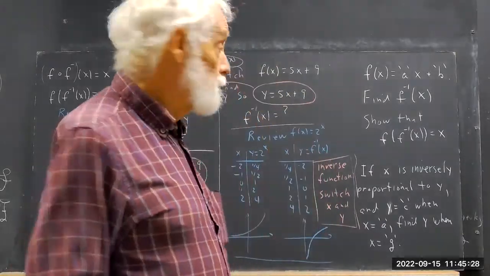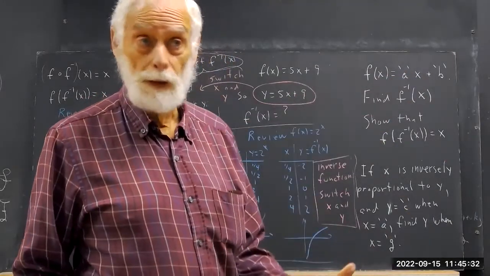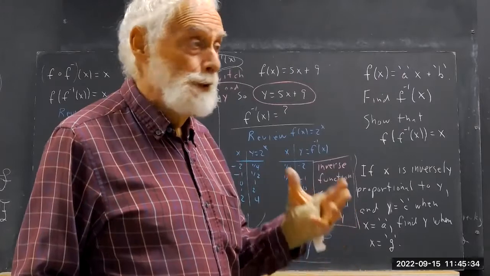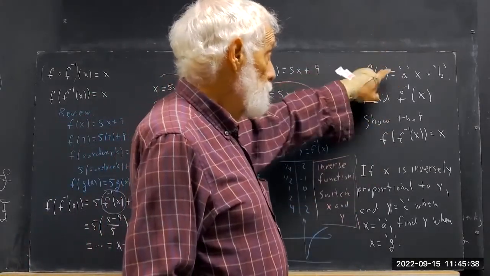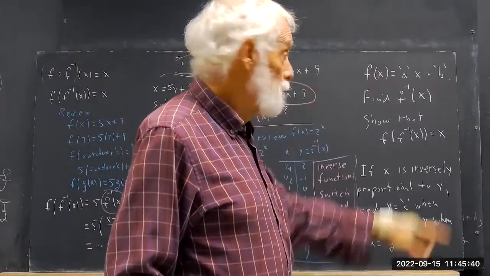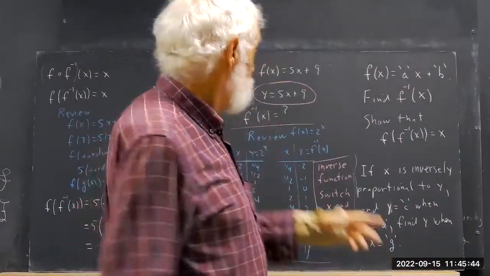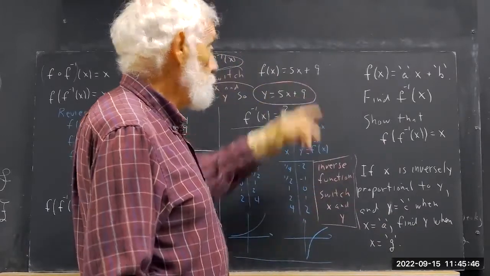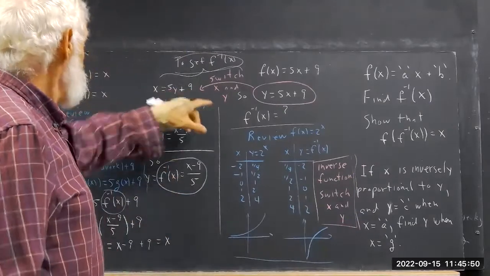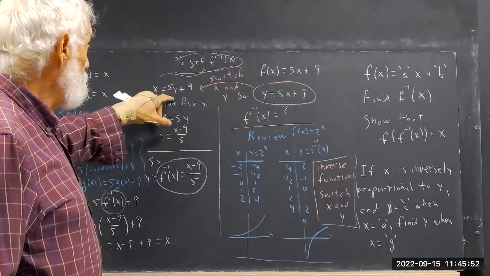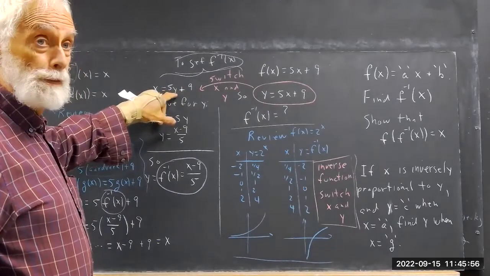Now that's a process. I give you any linear function, and you should be able to do that. Because it's always easy, if it's a linear function, just a multiple of x plus a number, if it's ax plus b, whatever a and b happen to be, you're going to get y equals ax plus b. And when you switch, you're going to get something very much like this, just some multiple of y plus a number equals x. And that's easy to solve.